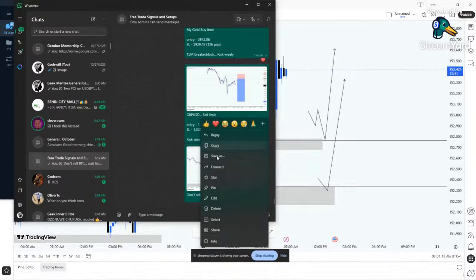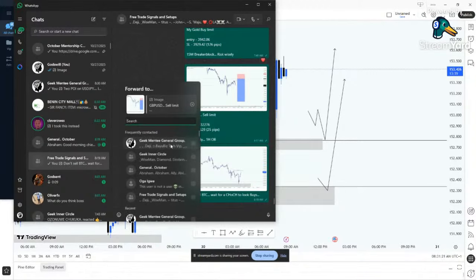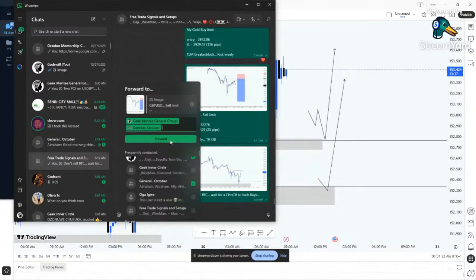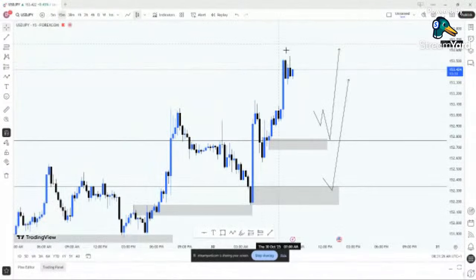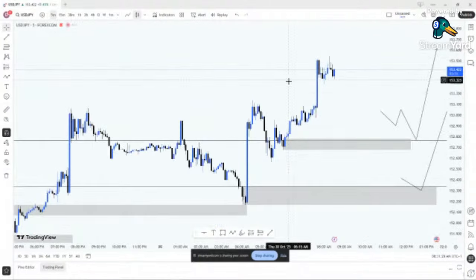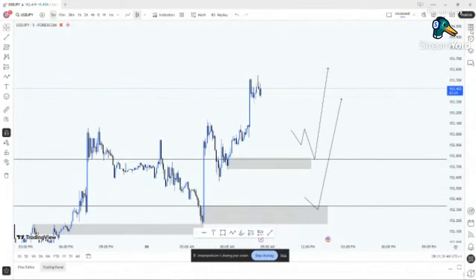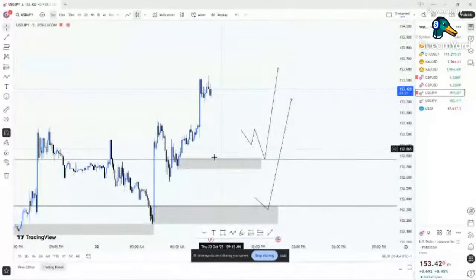So just a minute, let me share this out and then we'll go on. All right, so this is what I have on USDJPY. Those that have been asking about USDJPY, see what I'm having now. This POI is valid, like I said, so you can decide to set your buy limit order at this POI.